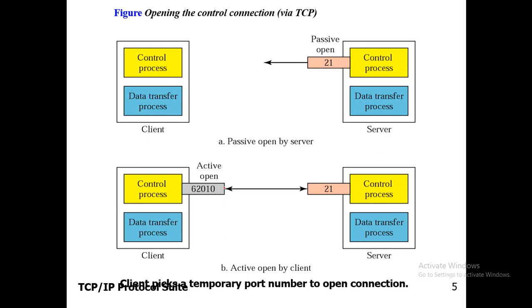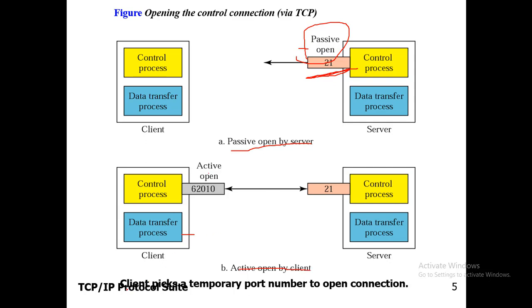Now, how does this opening of the control connection work in TCP? You can see that this is port number 21 for the control port. I have already told you that port number 21 is there for control processes, and port number 20 is there for the data transfer files, or you can say the data connection. So these ports work on the principle of passive and active opening. This will be passive open and this will be active open, and passive open is always done by the server and active open is always done by the client.